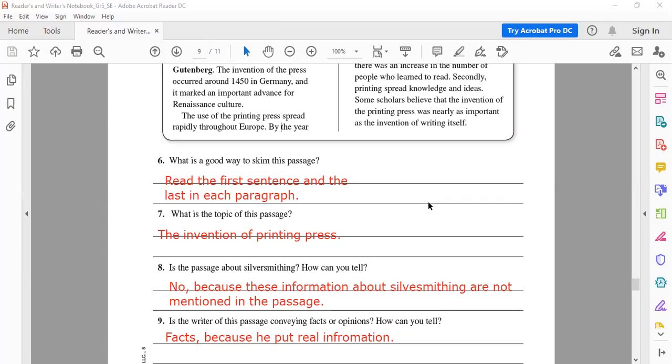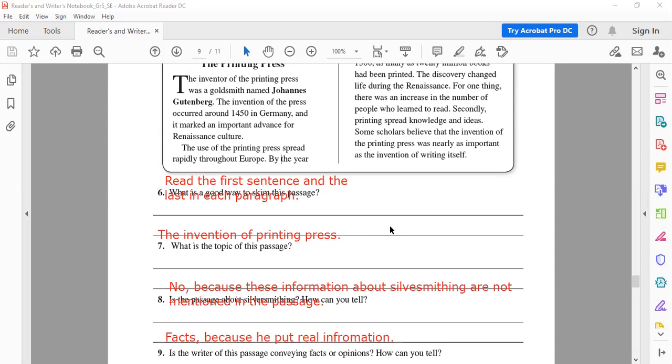طيب, this invention, when the writer said this passage, was the printing press something important or not important? Important. How would you tell?